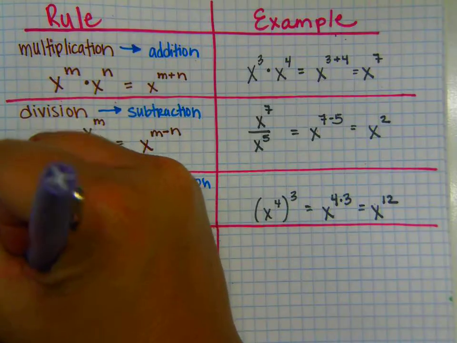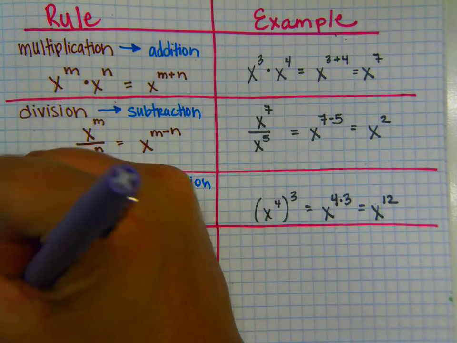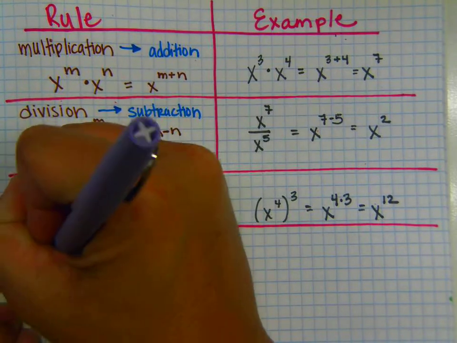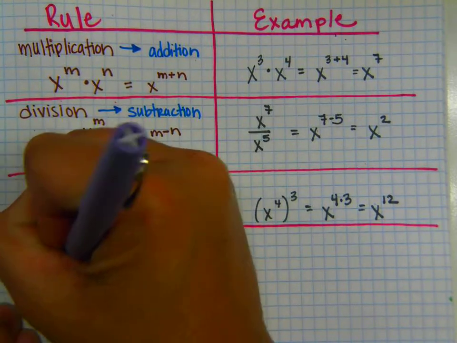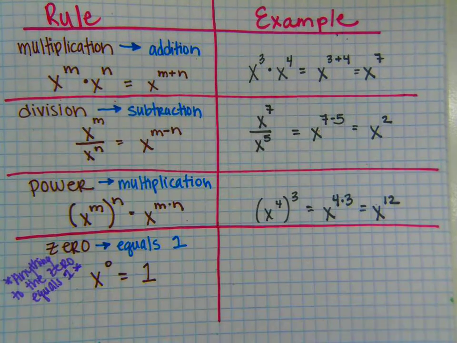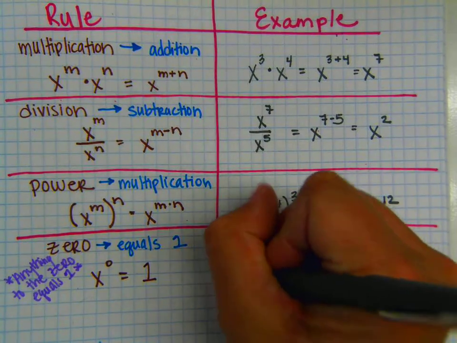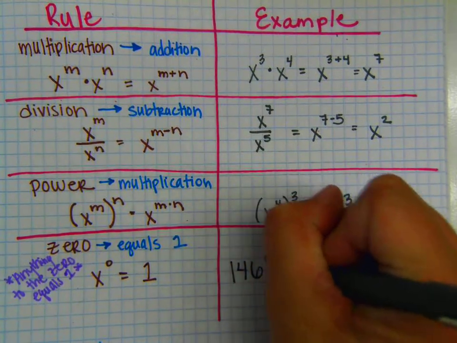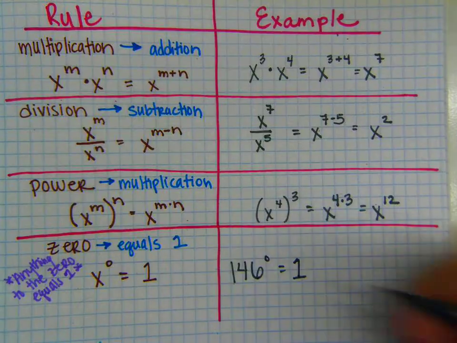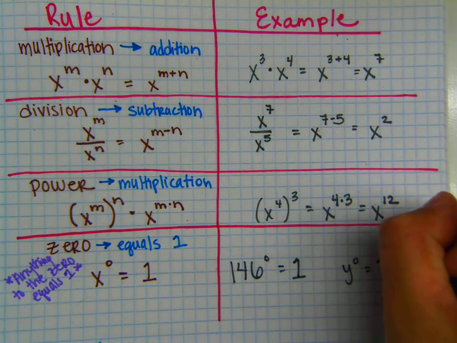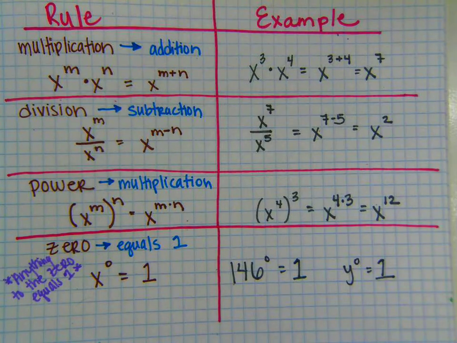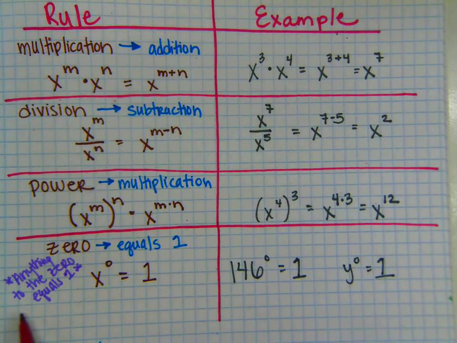And I'm going to write anything to the 0 equals 1. That could be any number. Any number to the 0 is going to equal 1. We could have like 146 to the 0. That's going to equal 1. We could have y to the 0. That's going to equal 1. Anything to the 0 power is going to equal 1.